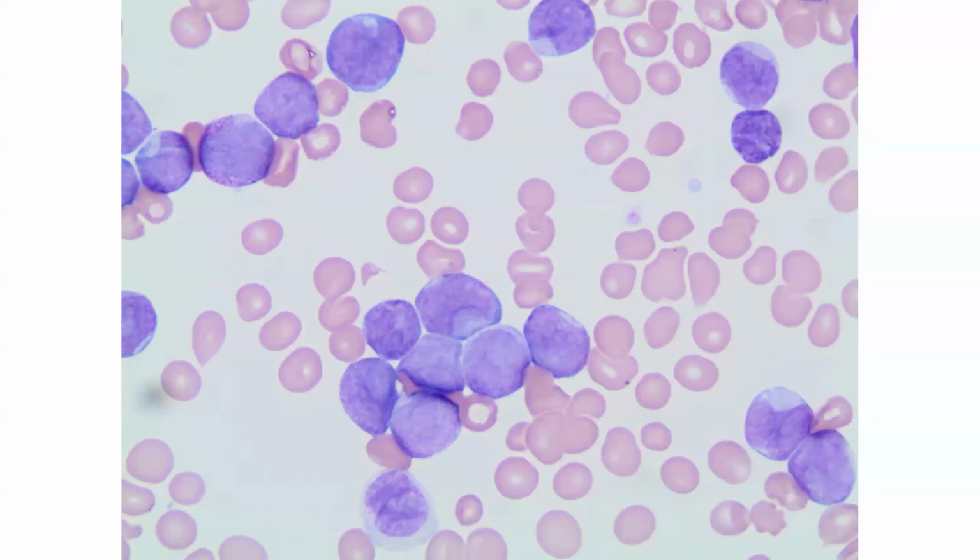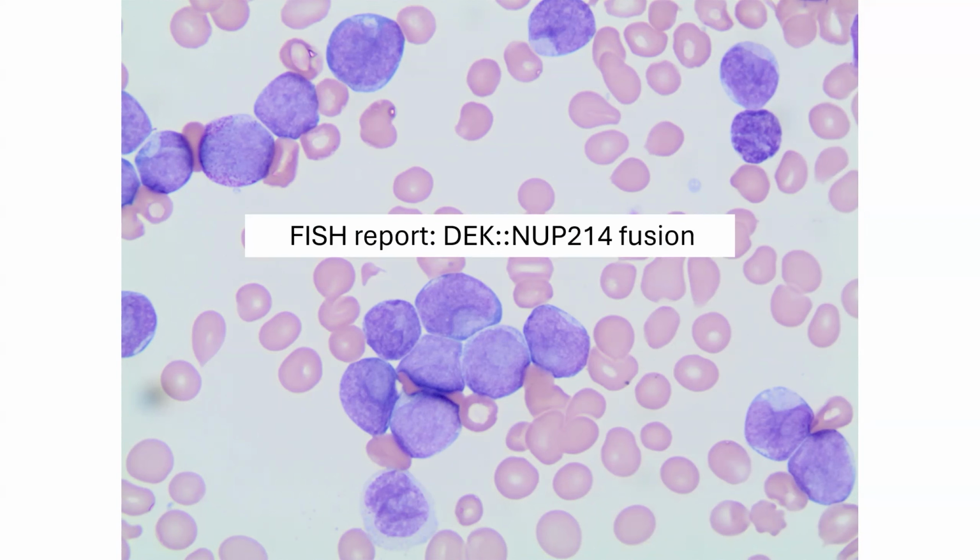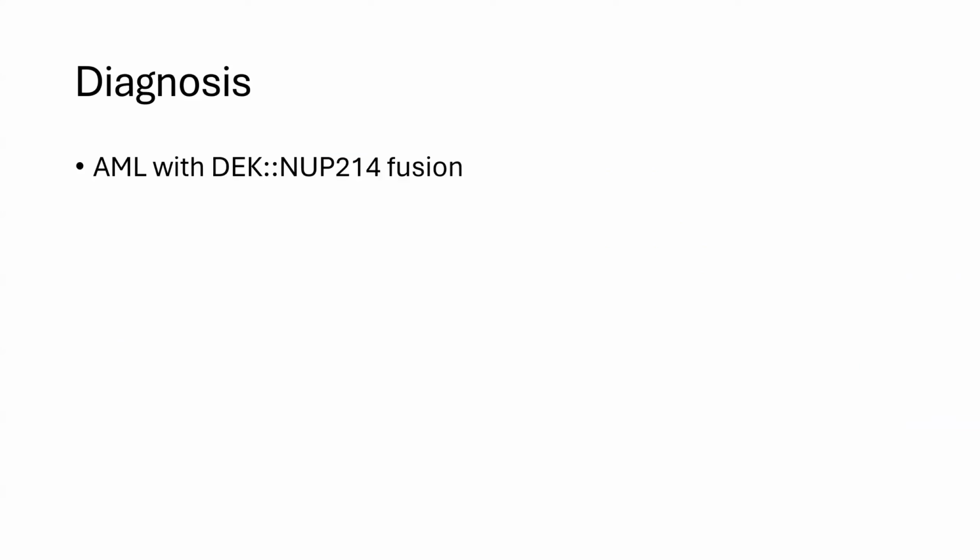What does the FISH or cytogenetics report show? Good. In this case, let's say the FISH report shows a DEK-NUP214 fusion. What would the diagnosis be? Acute myeloid leukemia with DEK-NUP214 fusion. And that's it.